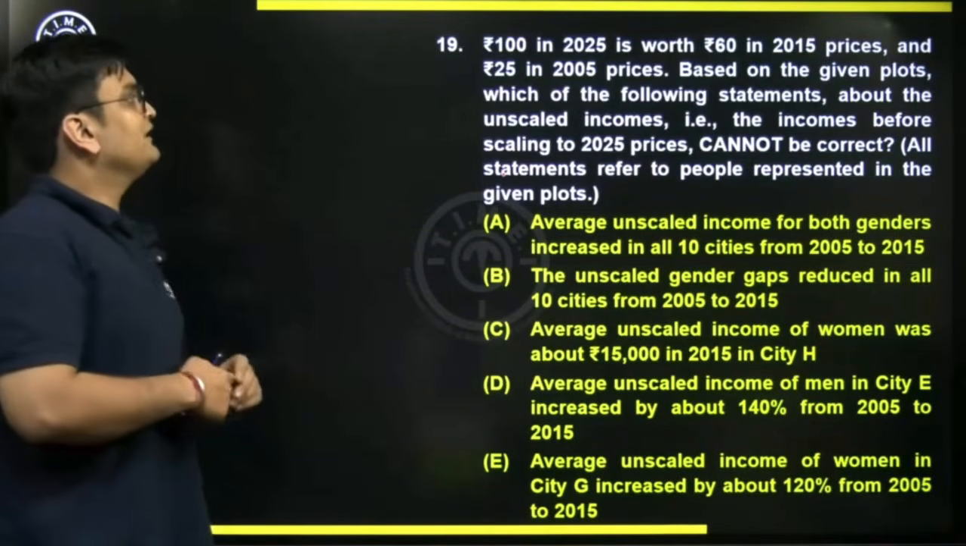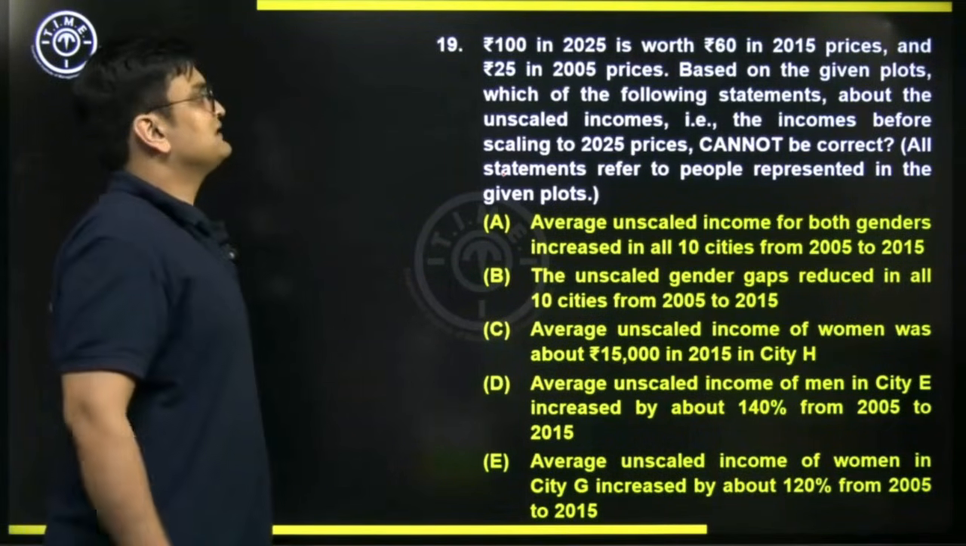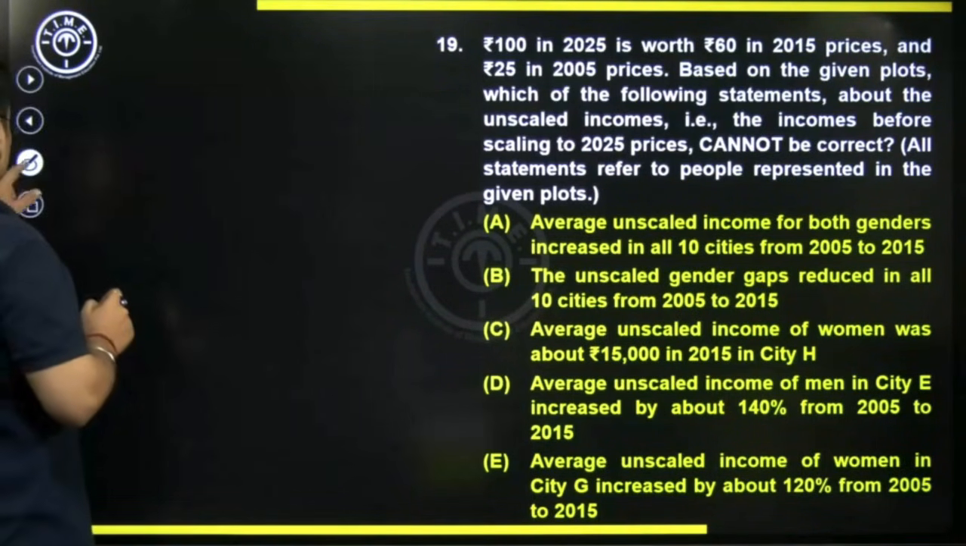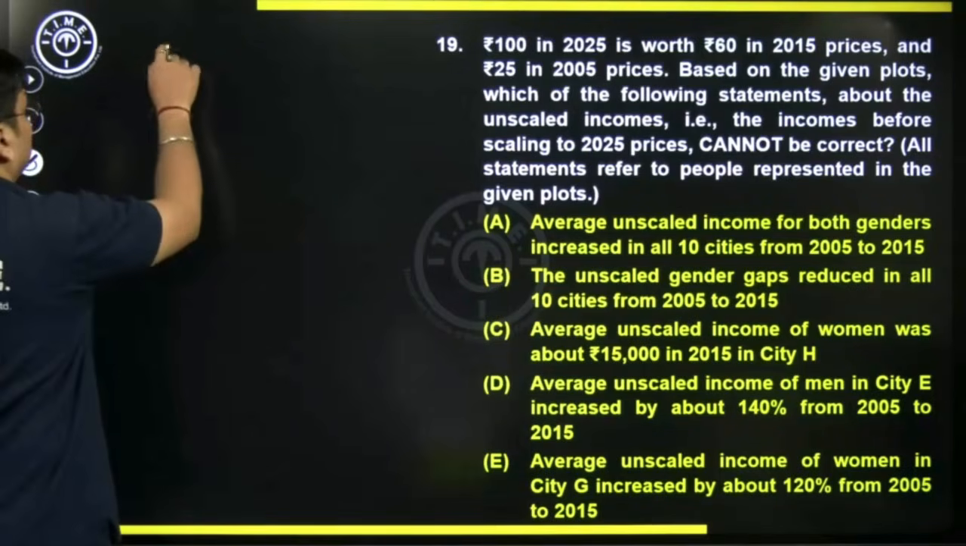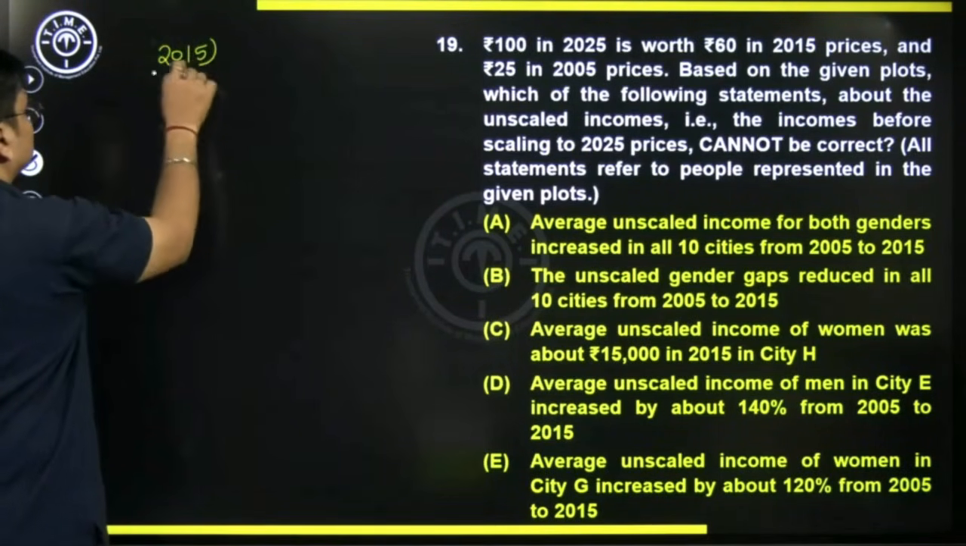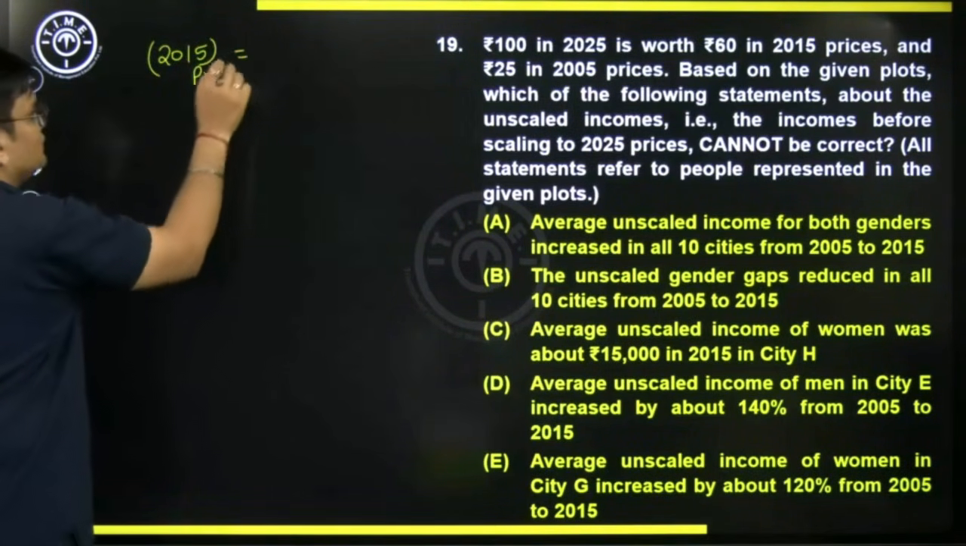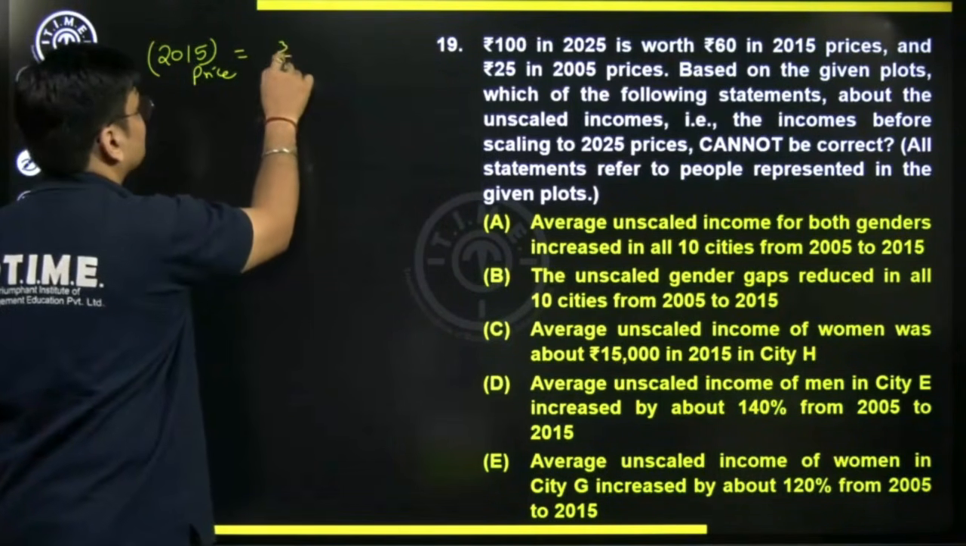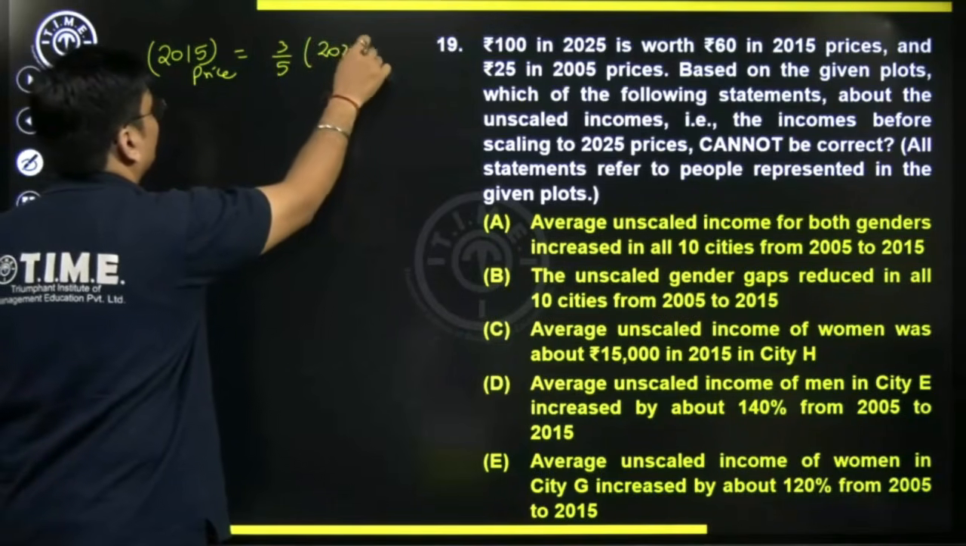19th one. 100 rupees in 2025 is worth 60 rupees in 2015 prices. So that means 2015 prices will be how much? 60 by 100. So that is 3/5 of 2025 prices.